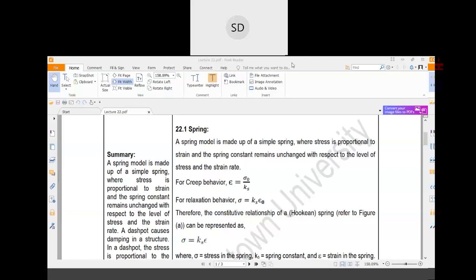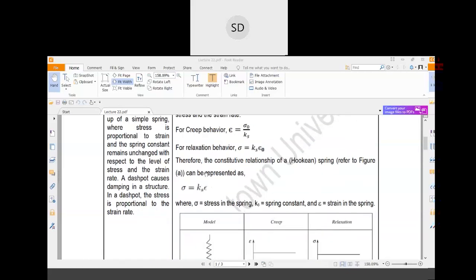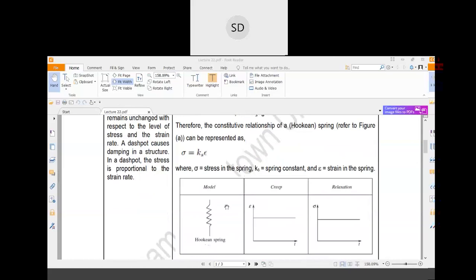In this way you can find out, in the creep behavior, what the strain is. Similarly for the relaxation behavior, when your strain is constant, you have to find out what the stress is. Then stress would be your spring constant times the constant strain. Therefore the constitutive relationship of a Hookean spring, meaning the spring which follows Hooke's law, where stress is proportional to the strain, can be represented this way.